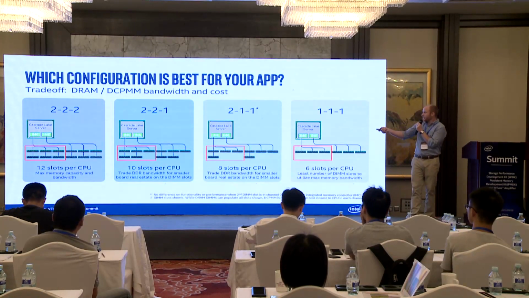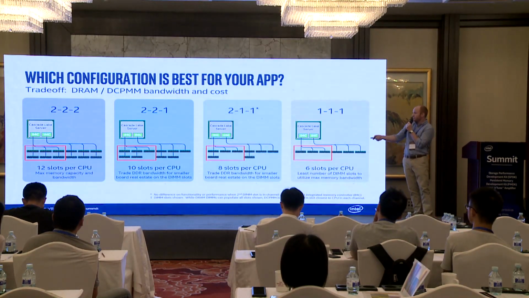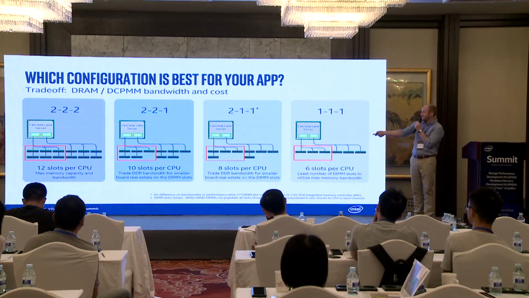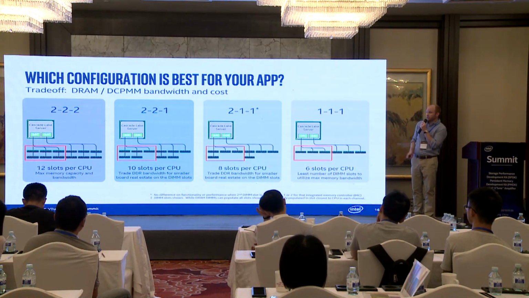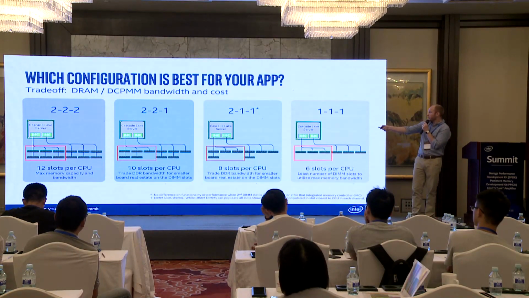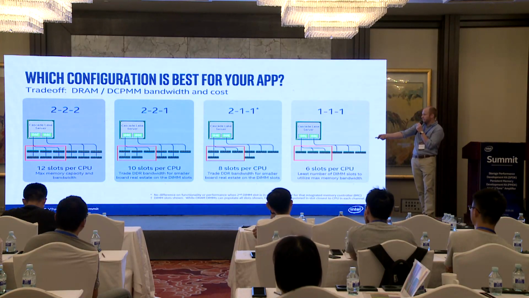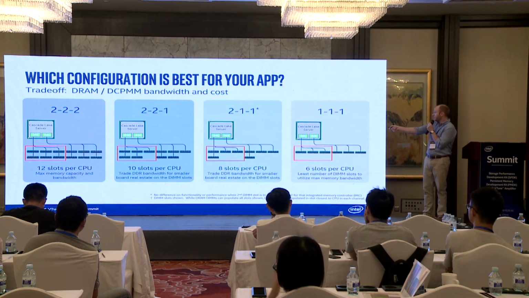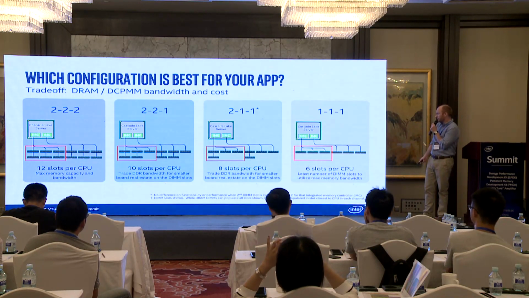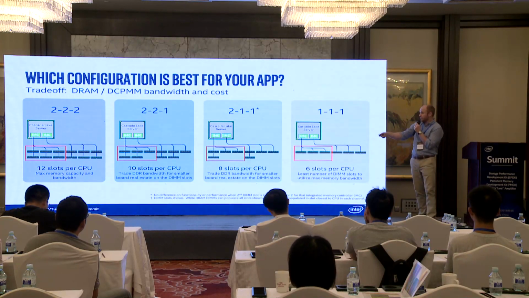Another configuration is the 221 configuration. In this case, what we've done is we've removed one of the Optane DC persistent memory DIMMs, and one of the channels has only a DRAM DIMM associated with it. You can go even lower to a 211 configuration. Now we've got 3 DRAM DIMMs and a single Optane DIMM, or even a 111 configuration that I'll talk about on a future slide. And with each configuration, you're trading something off, right?